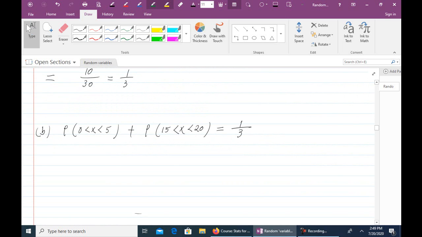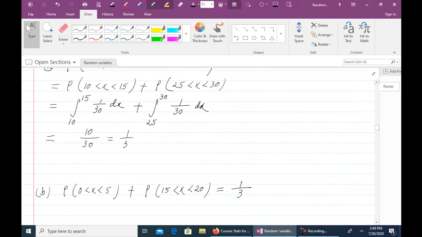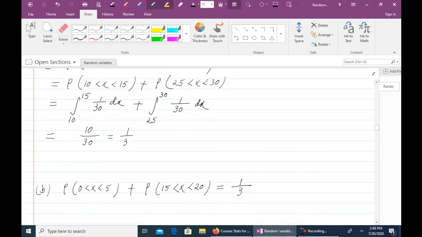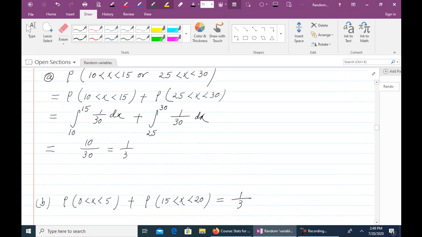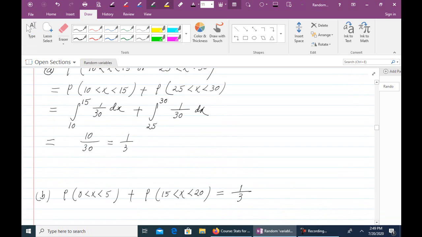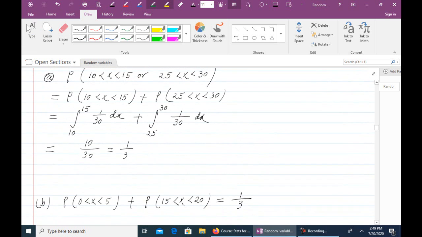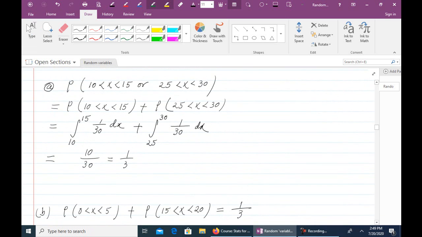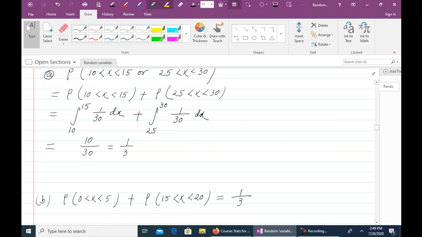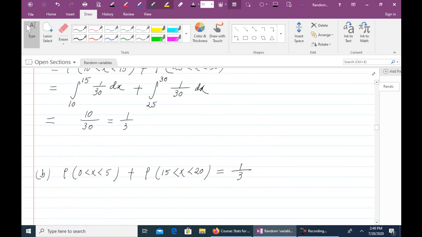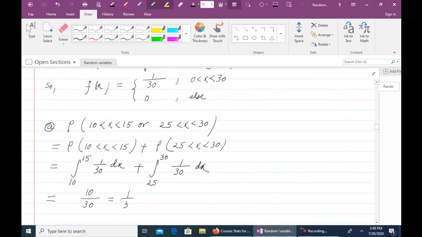And so if you go ahead and calculate those two probabilities by writing them in terms of the integrals, you'll see that you get 1/3. So I'll let you write these two probabilities in part B, just like the way we did it in part A, and calculate them on your own, and you'll see that you get 1/3. Okay, so that's the end of this example.